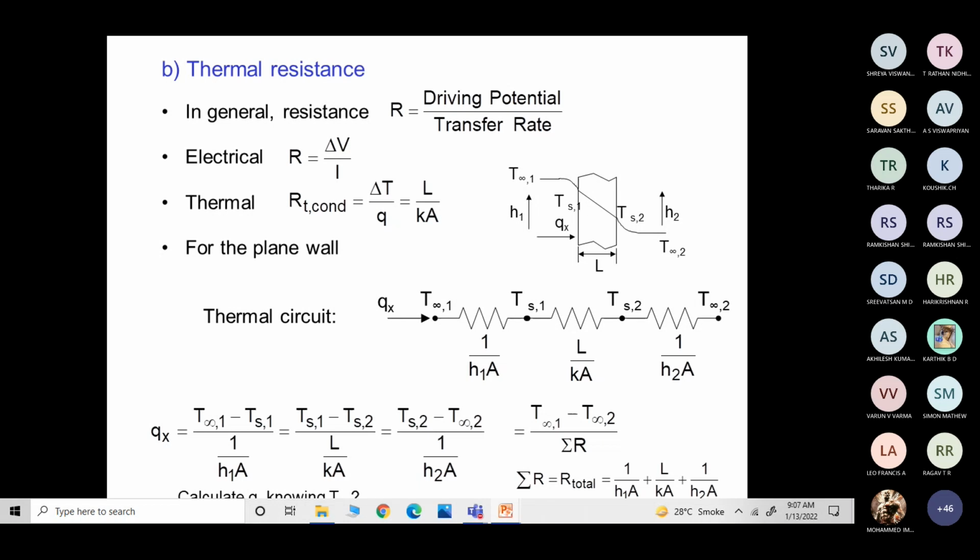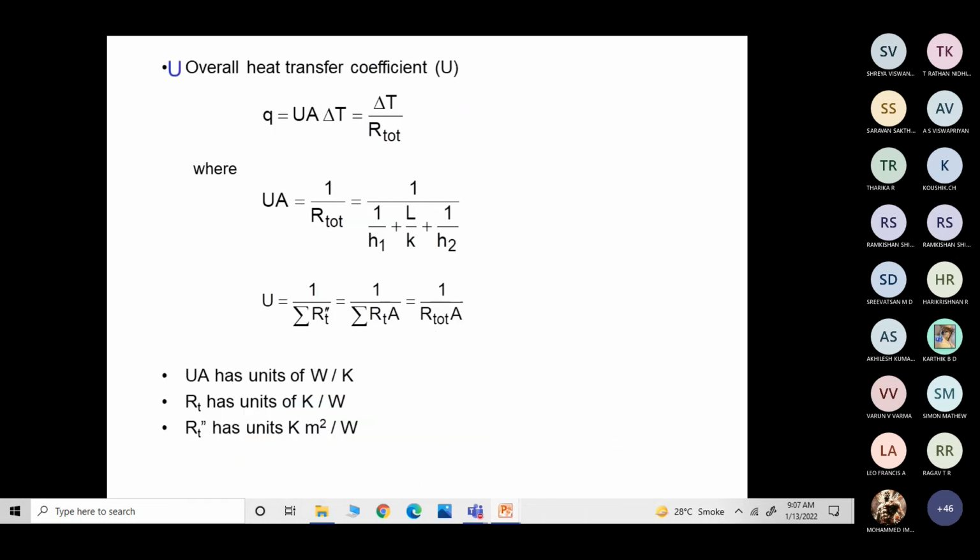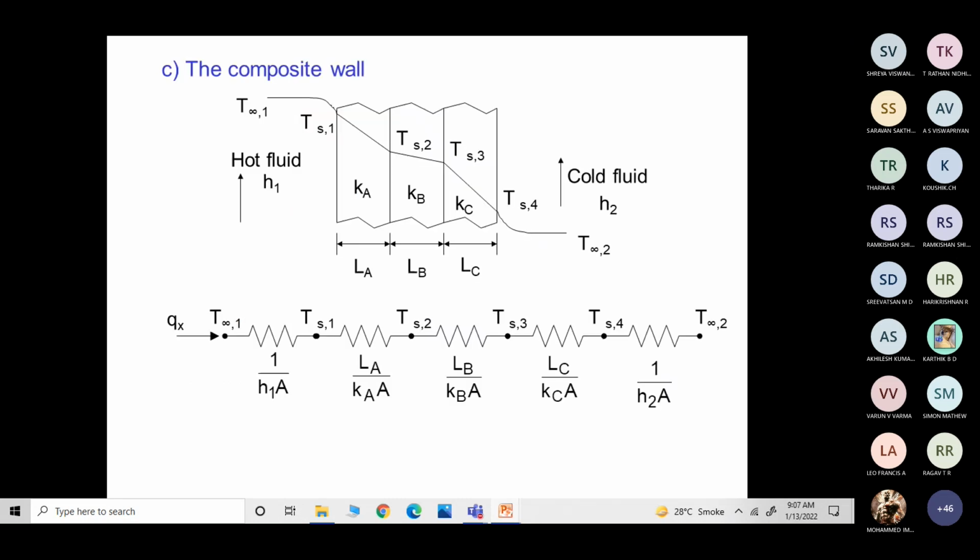Okay, thermal conductivity K will be given in watt per meter Kelvin, whereas h will be in watt per meter squared Kelvin, and similarly U, the overall heat transfer coefficient, will be in watt per meter squared Kelvin, or UA will be in watt per Kelvin. That particular thing you have to understand. Units are very, very important.